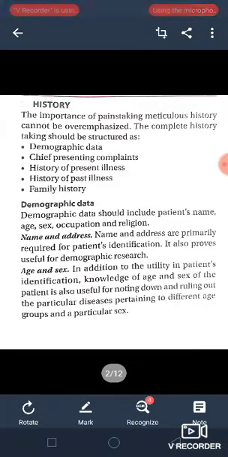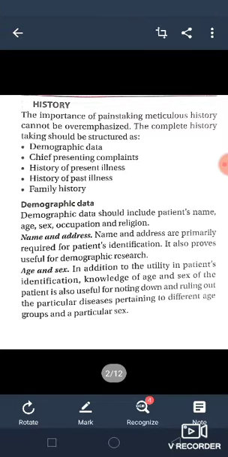Today in this session, we will discuss the clinical methods in ophthalmology: how we should take the history of an ocular case. The importance of painstaking, meticulous history cannot be overemphasized.